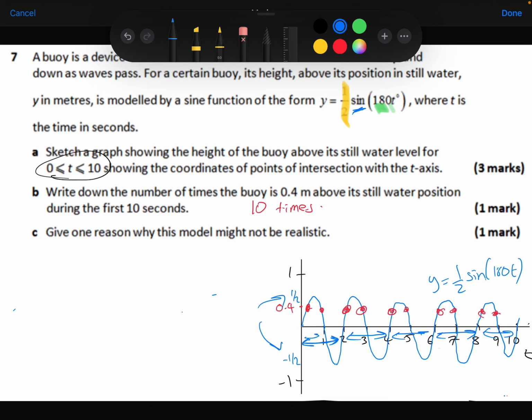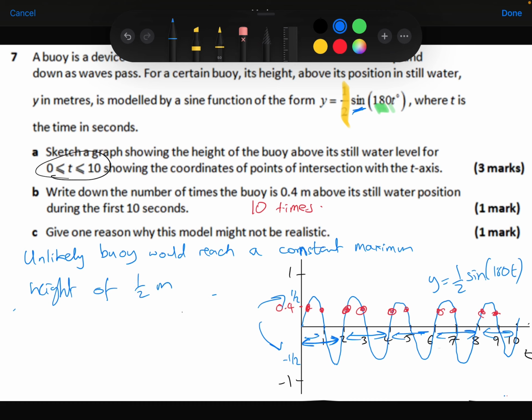So in terms of actually answering this question, I would say unlikely buoy would reach a constant maximum height of 0.5 meter. It is likely to change with time as the waves change strength, or as the weather changes, or something like that.